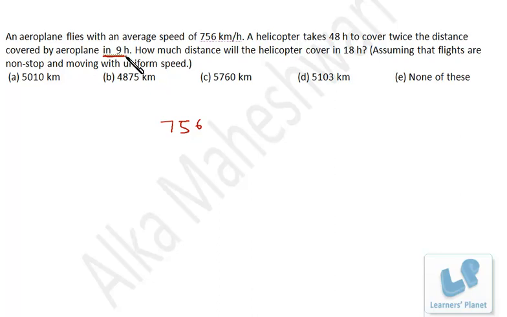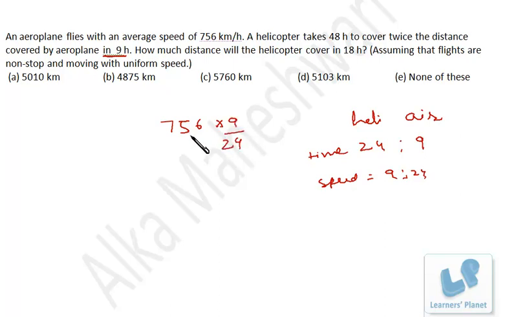That means the similar distance it will cover in 24 hours, right? The same distance as the aeroplane is covering in 9 hours, the helicopter will cover in 24 hours, right? That means the time ratio of helicopter and aeroplane is 24 is to 9, right? That means this is what? Time ratio. So the speed ratio will be just the reverse of that, so it's 9 by 24, right? So this is the speed of the aeroplane, so the speed of the helicopter will be 9 by 24 of it, right?